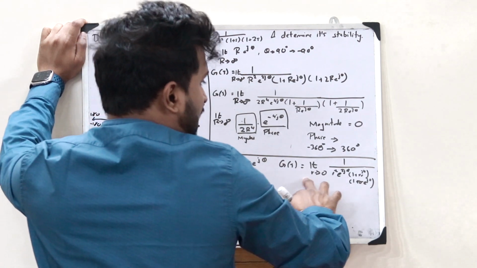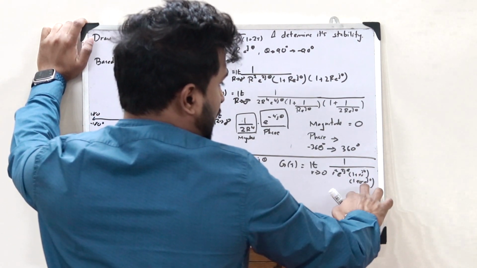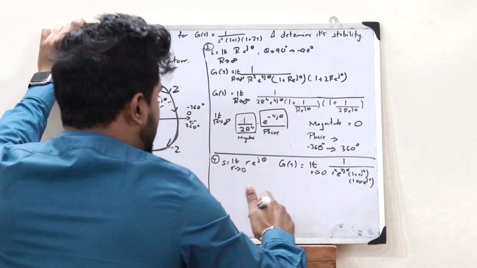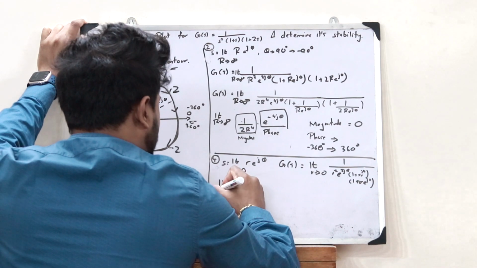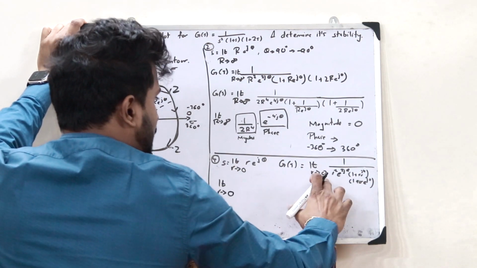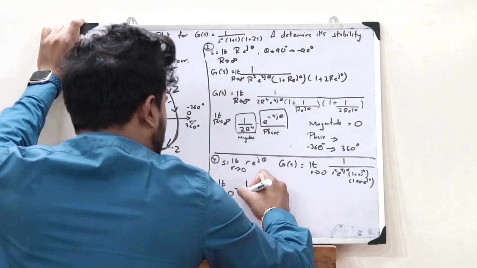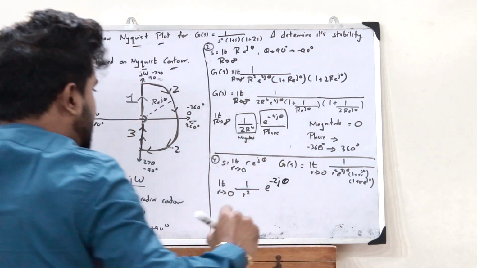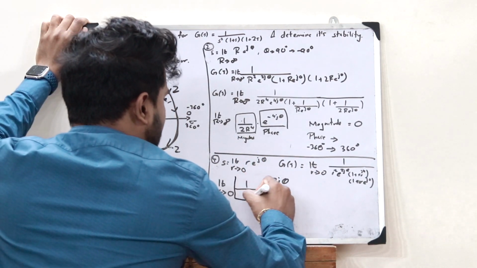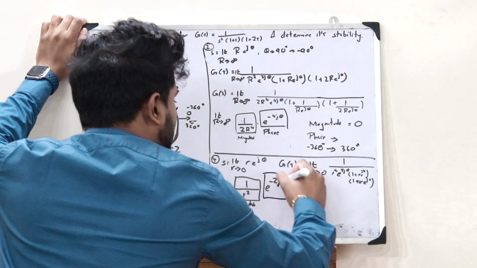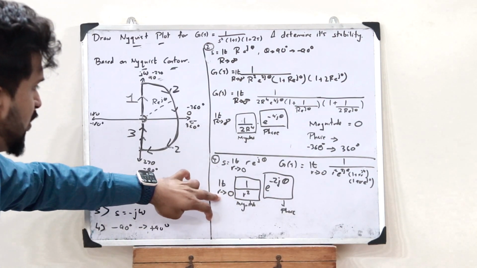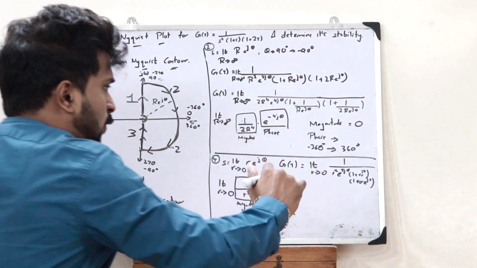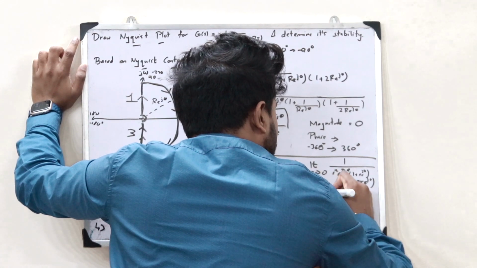But when r tends to 0, this tends to 0 and this tends to 0. So this term becomes 1. Similar to this, we get limit small r tends to 0. The magnitude is 1 divided by r squared and the phase becomes e raised to minus 2 j theta. So this is the magnitude value and this is the phase value. When the value of r tends to 0, 1 by 0 would be infinity. So the magnitude value becomes infinite.